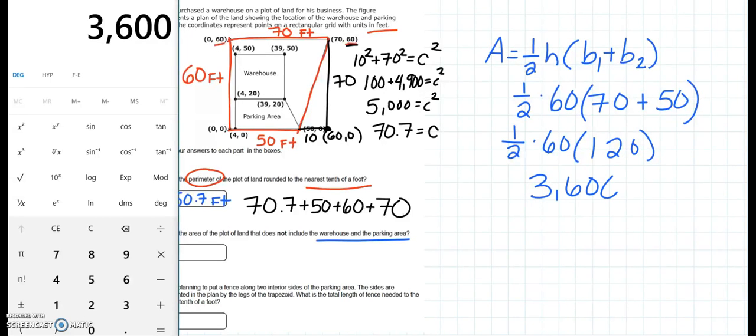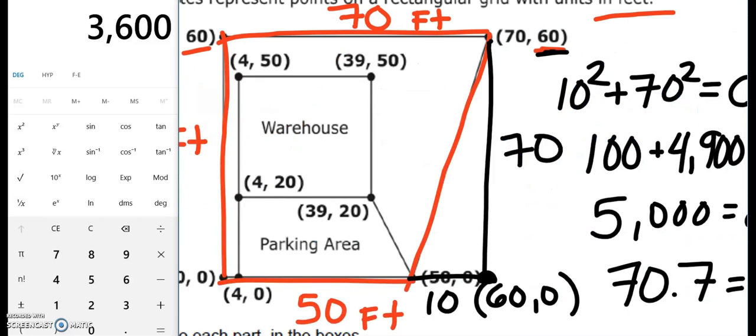3,600 is the area of the whole plot of land, but that's not my answer because I need to subtract the area of the warehouse and subtract the area of the parking area. Now, this is going to require a little bit of work. To find the area of the warehouse, we're going to have to figure out the measurements, the base and the height of what looks like a rectangle for your warehouse. So I'm going to start at the top.